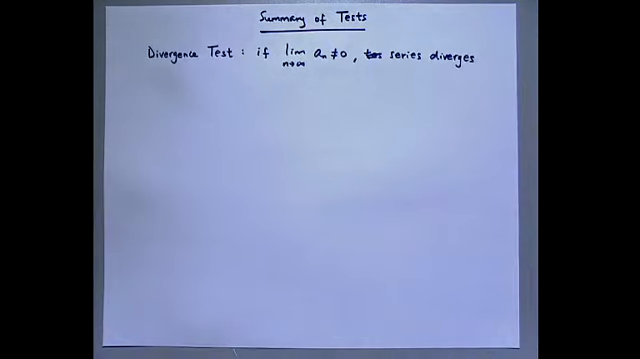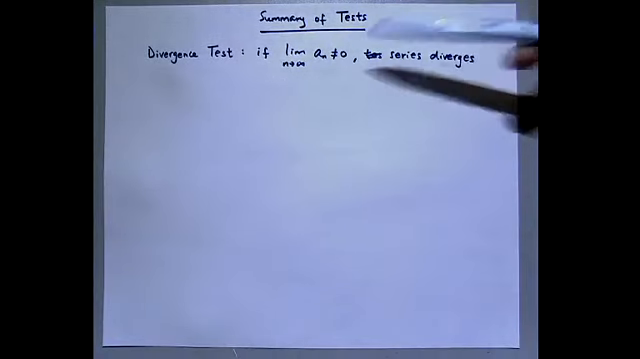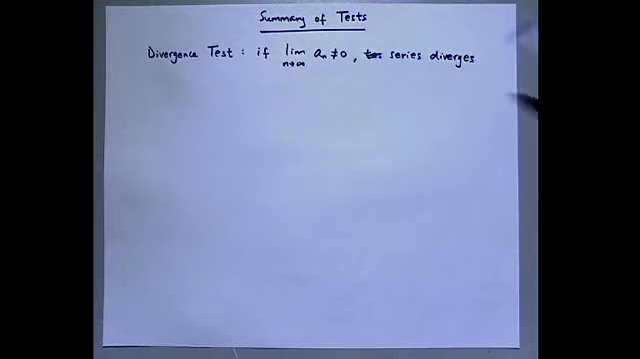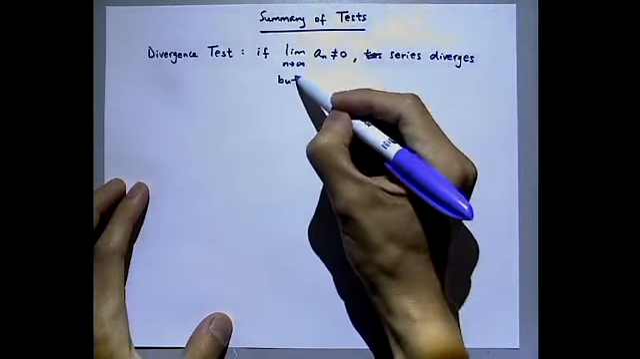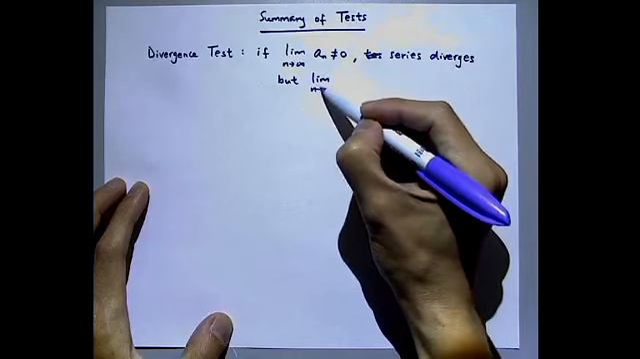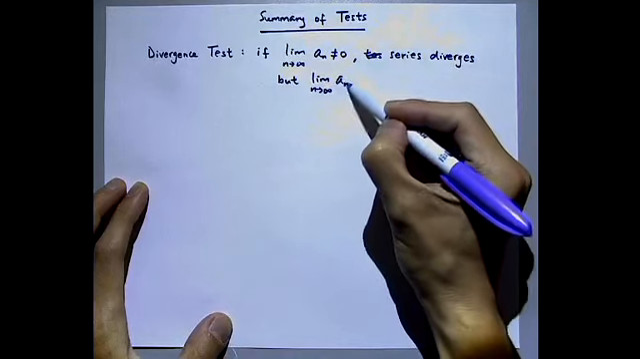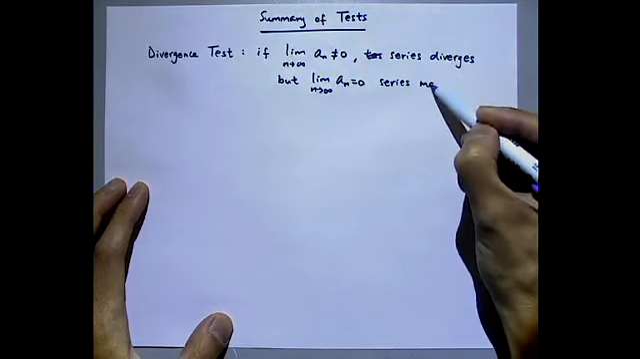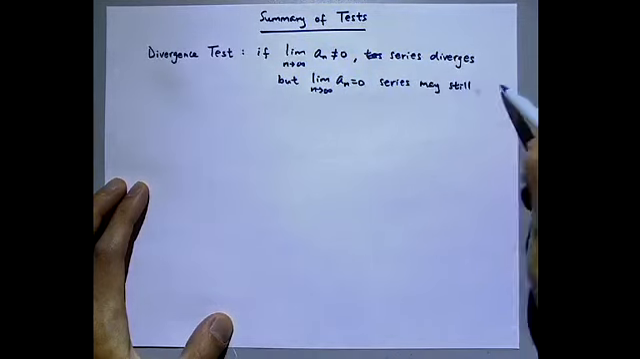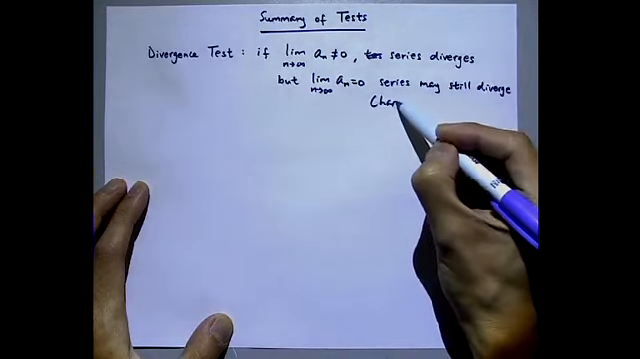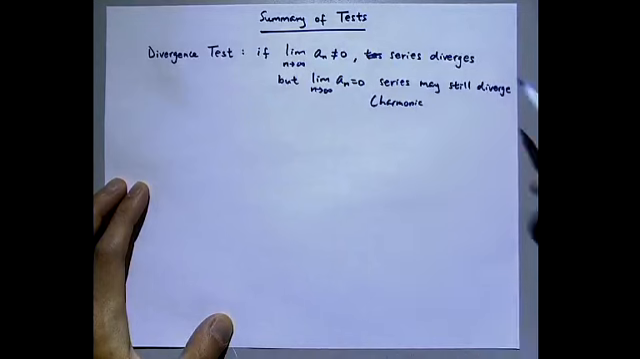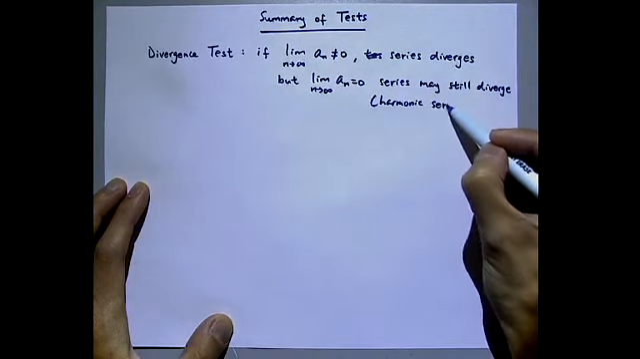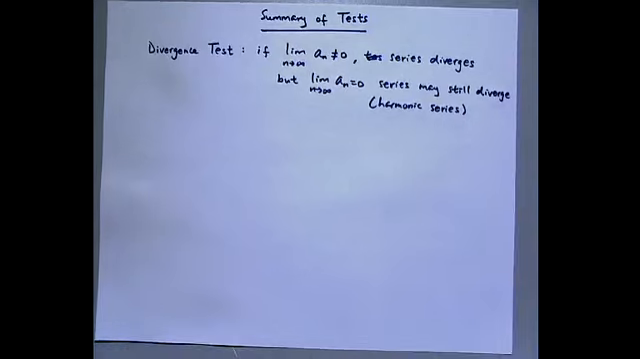Remember that what it says is that if the terms don't go to 0, then the series will diverge. But if the terms go to 0, the series may still diverge. One example to keep in mind is the harmonic series. The terms go to 0, but it does not converge.